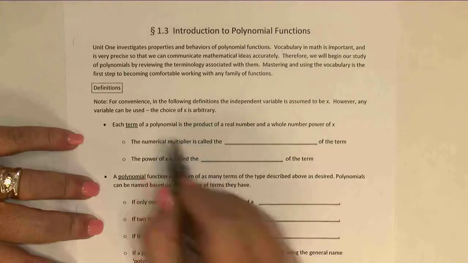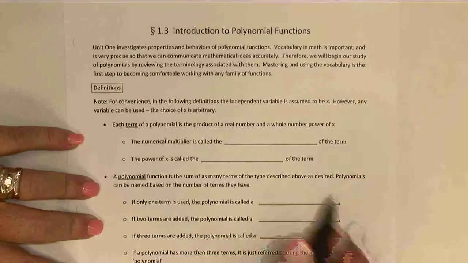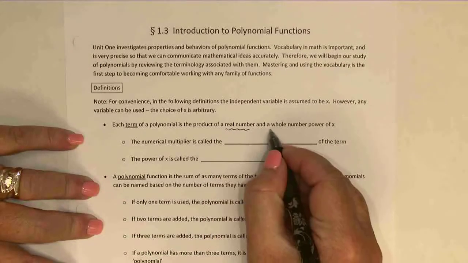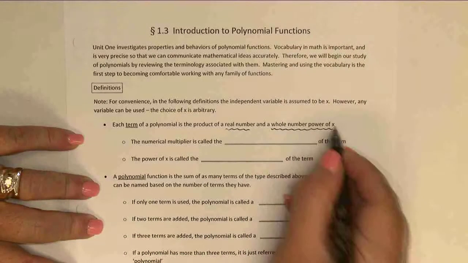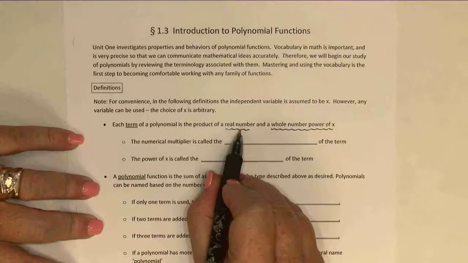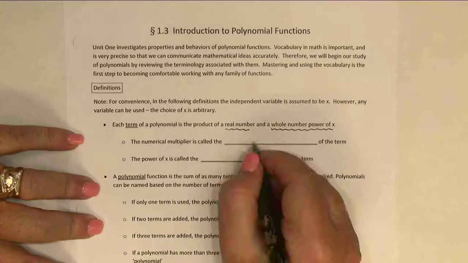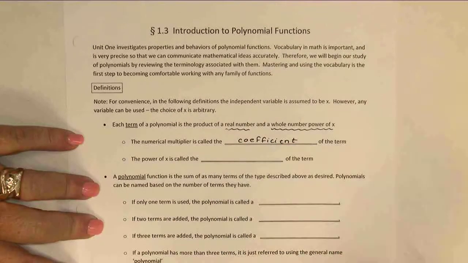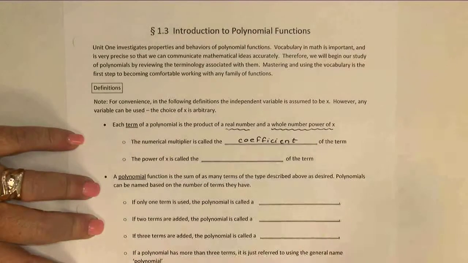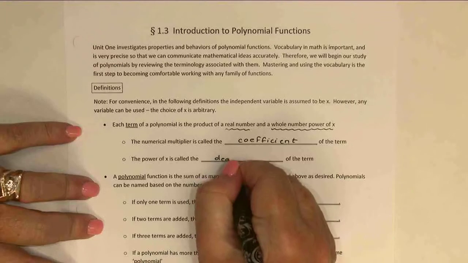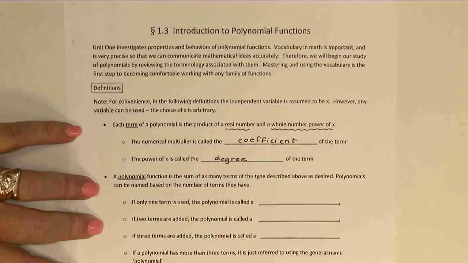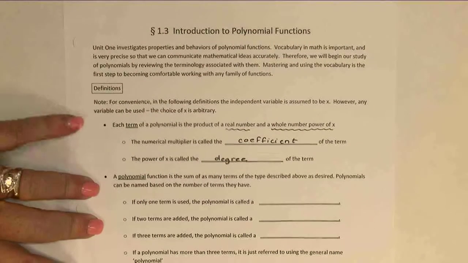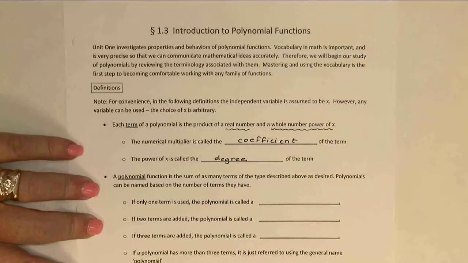First of all, each term of a polynomial is the product of a real number and then a whole number power of x. The real number, the numerical multiplier, is called the coefficient of the term. And then the power of x itself is called the degree of the term. A polynomial function is the sum of as many of these kinds of terms as you like.